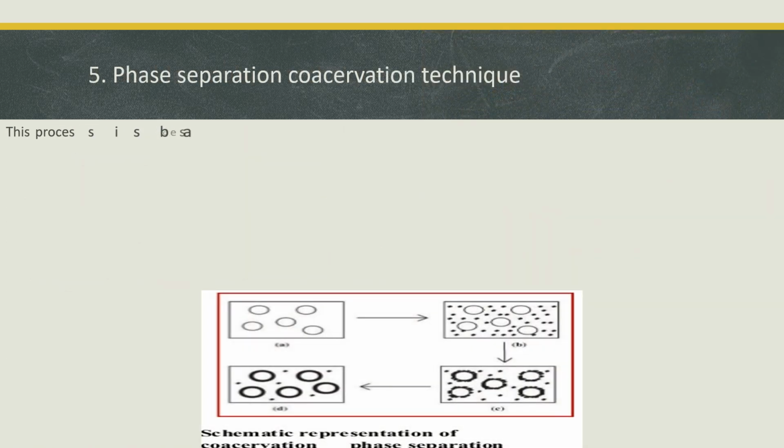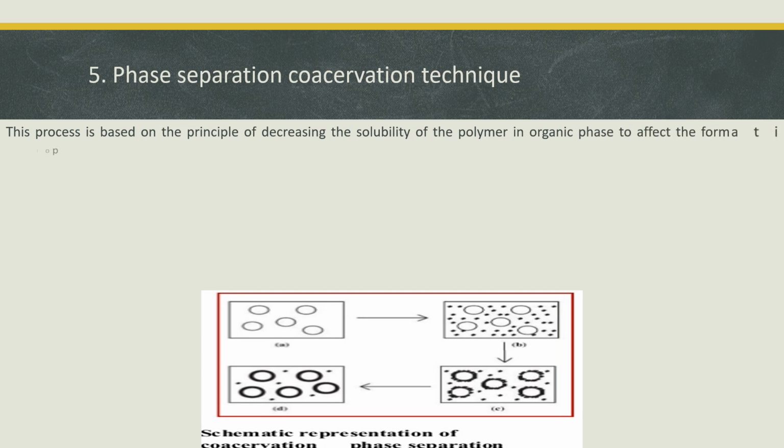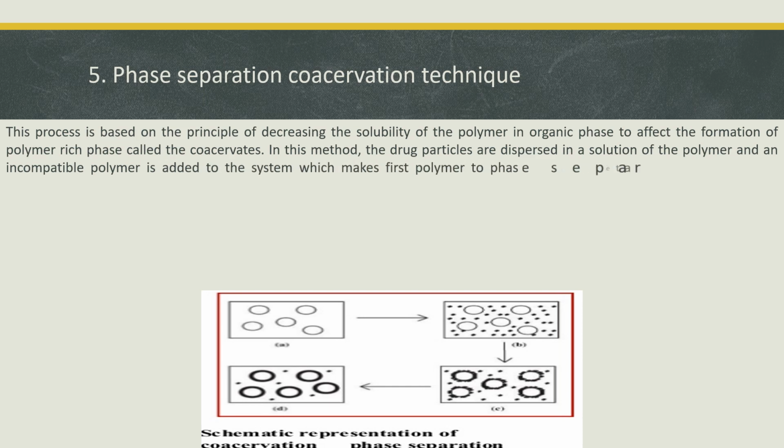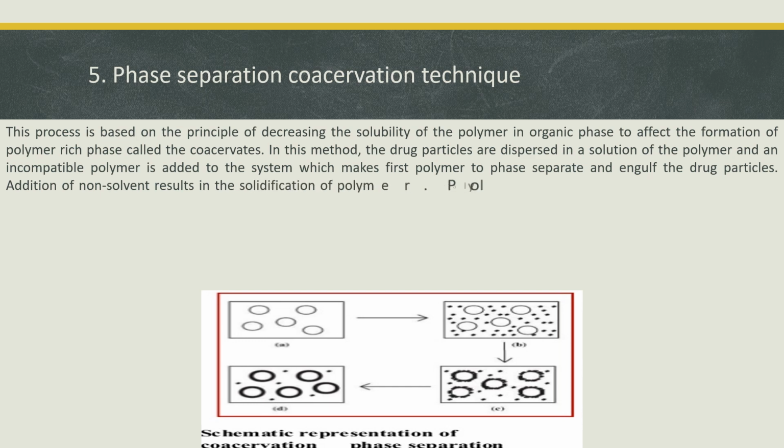Fifth method, phase separation coacervation technique. This process is based on the principle of decreasing the solubility of the polymer in organic phase to affect the formation of polymer-rich phase called coacervates. In this method, the drug particles are dispersed in a solution of the polymer and an incompatible polymer is added to the system which makes the first polymer phase separate and engulf the drug particles. Addition of non-solvents results in the solidification of polymer.